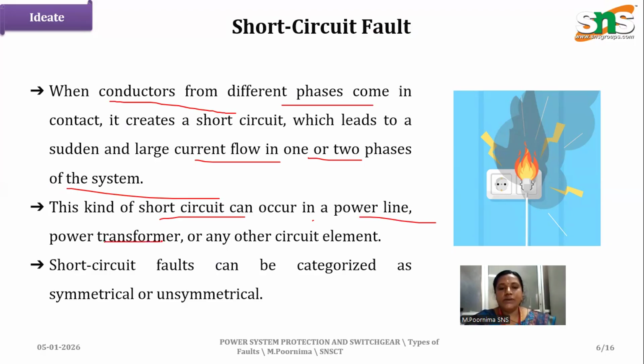Short circuit faults occur in power lines, power transformers, and any circuit elements. The short circuit fault is again categorized into two types.